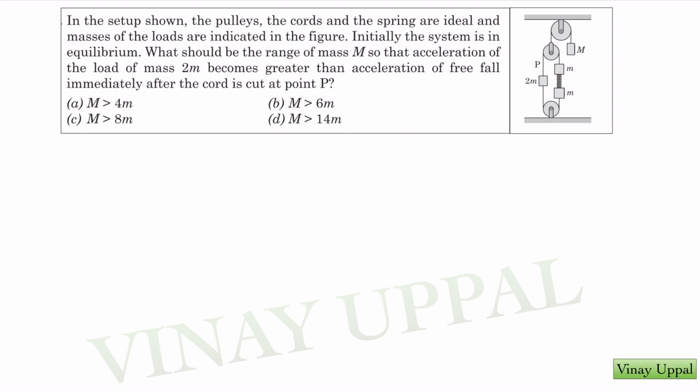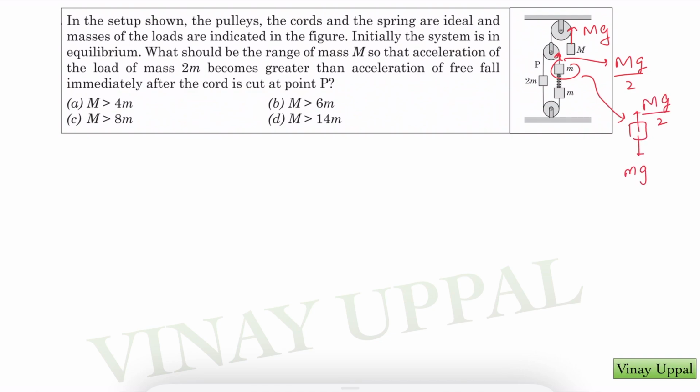So first of all, because it is in equilibrium initially, let's calculate the spring force. The reason I'm going to do that is because the spring force is not going to suddenly change. So the spring force just before cutting and just after cutting is going to remain the same. So we need that spring force. So first let's calculate that. So I have the tension here as mg, and therefore the tension here would be capital Mg by 2. So if I draw the FBD of this block, we have a tension capital Mg by 2, gravity small mg, and a spring force. So the spring force would be equal to capital Mg by 2 minus small mg.